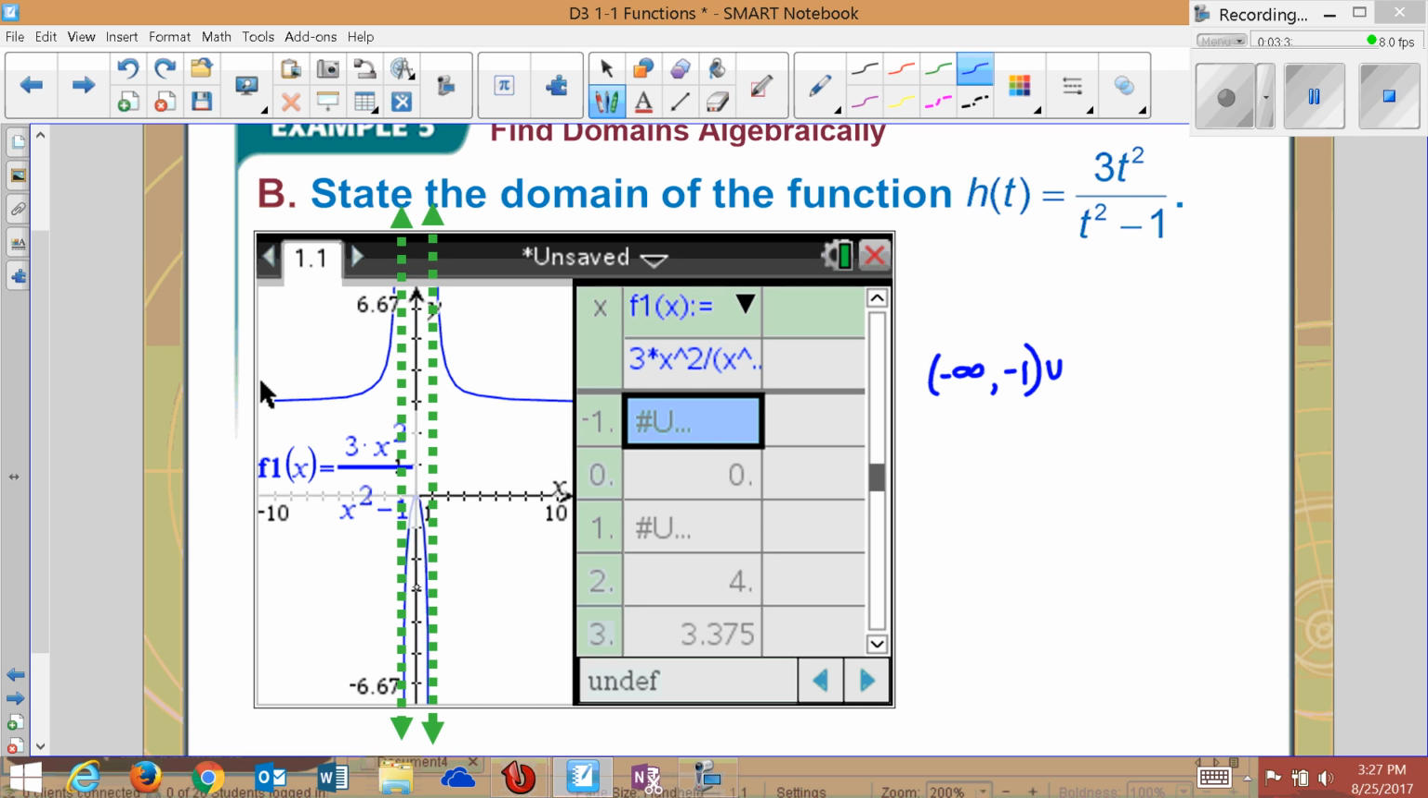This piece goes from -1 to 1. So I'll put that in from -1 to 1. And finally, we have one more piece from here to here. All right, so we would have a U, and this would be from 1 to infinity. That's interval notation. Now on this one, this is one of the few problems that it might be easier in set builder, because you could say that x just simply does not equal -1 and 1. Other than those two values, x can be anything.